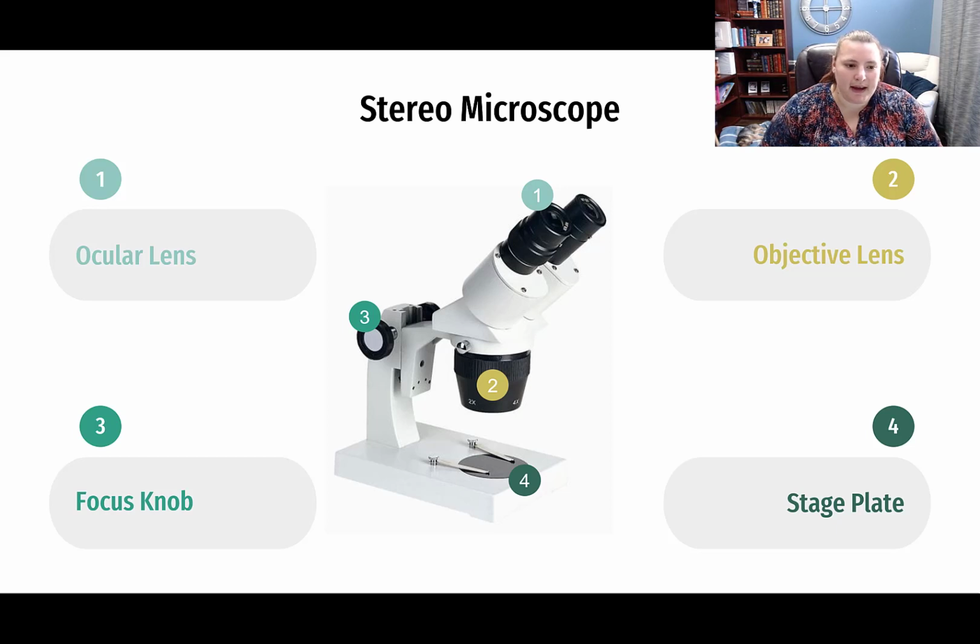When using the stereo microscope, the eyepieces function separately, but because they're viewed at the same time by both of your eyes, they allow for a three-dimensional image similar to that created by our own eyes when we're looking at something.